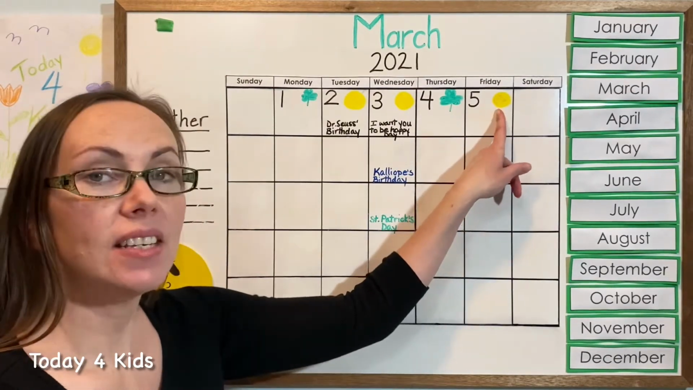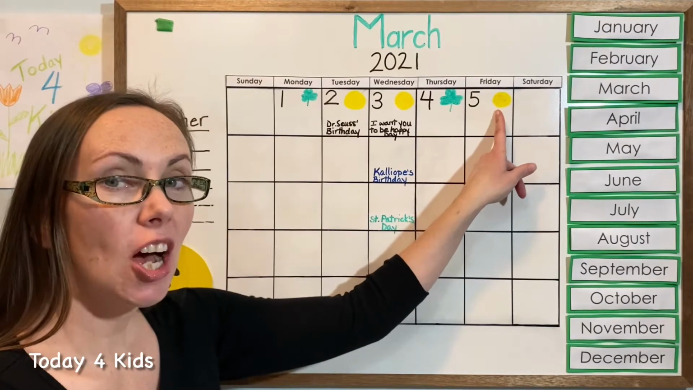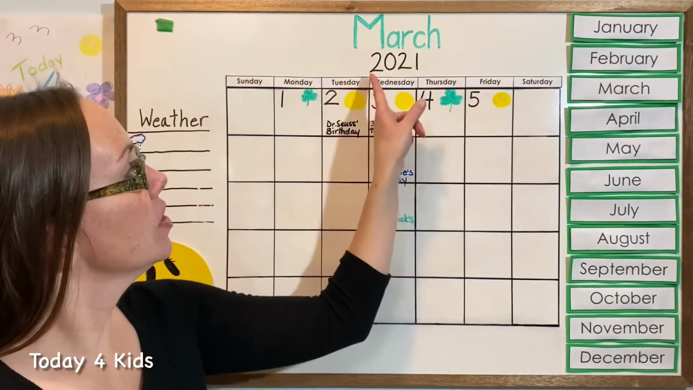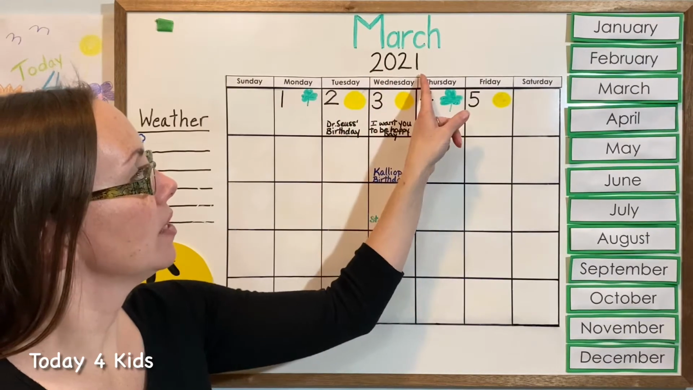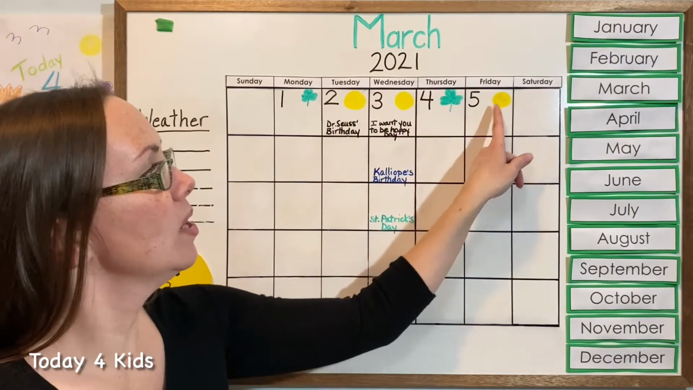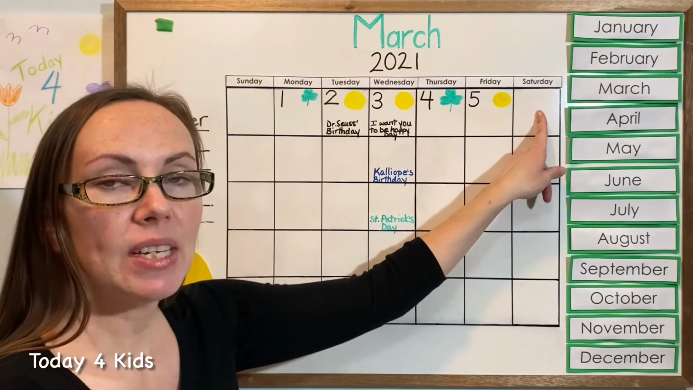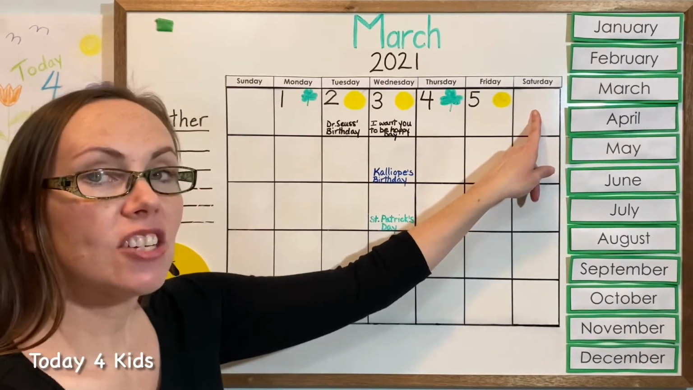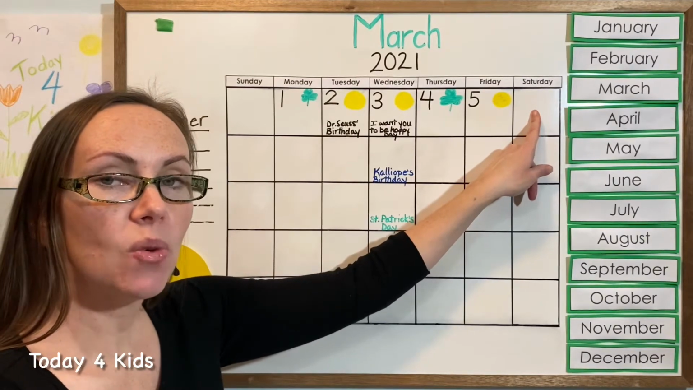Did you guess yellow circle? Good job. So yesterday was Friday, March 5th, 2021. And from this square, we're going to move one square over to the right because we always read left to right. And we're going to put in the next shape in our pattern. What do you think the next shape is going to be?